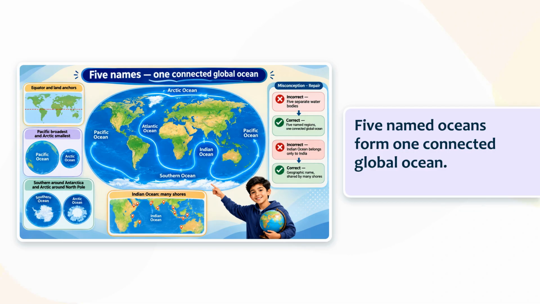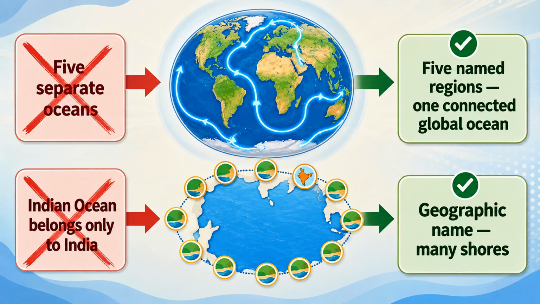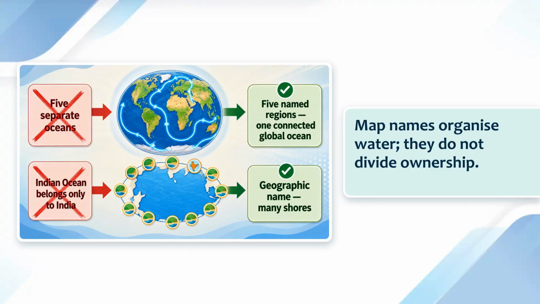Bring the map clues together. 5 named oceans form one connected global ocean. Each name marks a broad region within continuous salt water. Location anchors, polar clues, and broad size cues organize the 5 ocean regions, while the continuous route connects them. The same map shows many shores around the Indian Ocean, so neither complete separation nor single country ownership fits the evidence. The completed map corrects both errors.